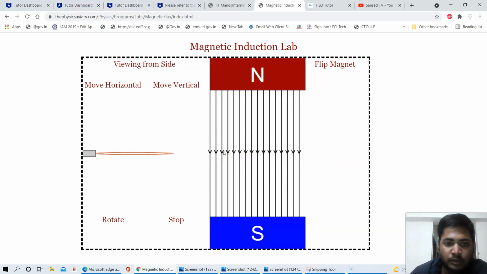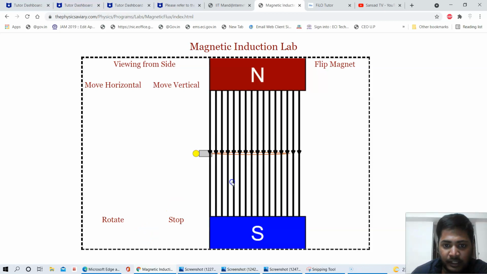Now in the second case, what we will do, we will be changing the magnetic field and keeping the coil at a constant distance. So let us allow this coil to move inside the magnetic field. So just a minute. So now what we are trying to do, we are changing the magnetic field.